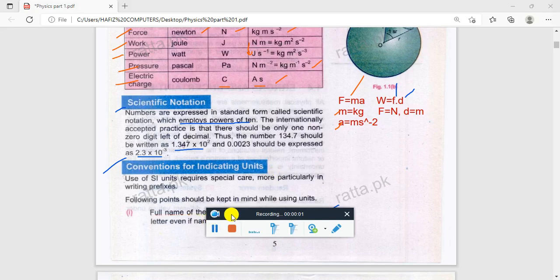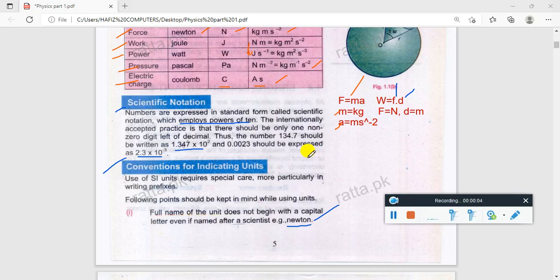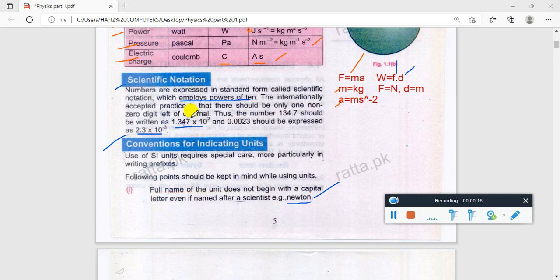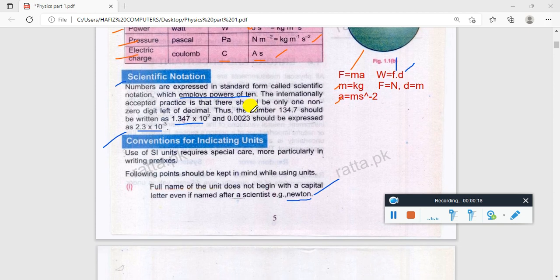So welcome to the next video of this playlist, in which we are going to start scientific notation. First of all, we will see its definition. Numbers are expressed in a standard form called scientific notation, which implies powers of 10. The internationally accepted practice is that there should be only one non-zero digit left of the decimal. Thus, the number 134.7 should be written as 1.347 × 10^2.